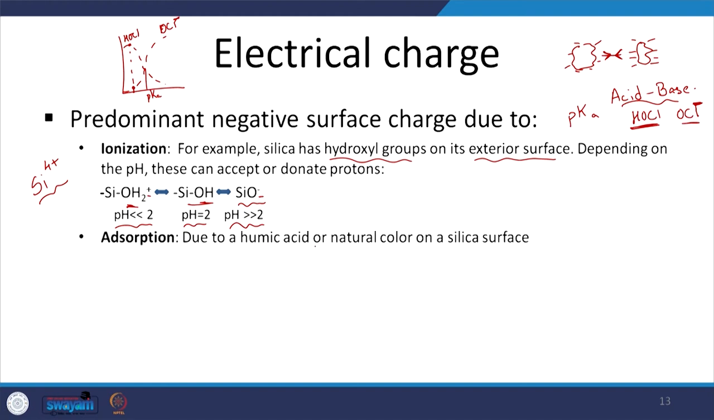Another is adsorption of humic acid or natural color on the silica surface. Let's be concerned with humic acid. We know that water has a lot of natural organic matter.